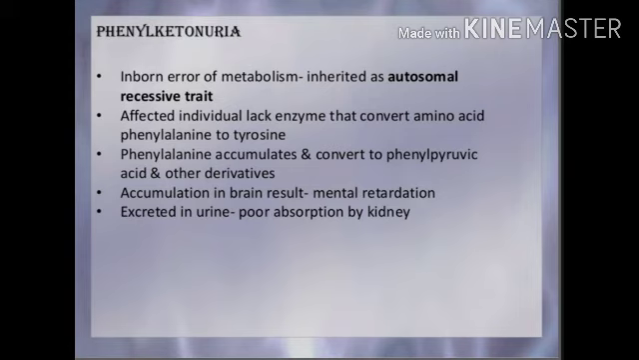Then phenylketonuria, that is an inborn error of metabolism, inherited as an autosomal recessive trait. The affected individual lacks the enzyme that converts the amino acid phenylalanine to tyrosine. Those persons suffering from phenylketonuria lack that enzyme. Phenylalanine accumulates and is converted to phenylpyruvic acid and other derivatives. Accumulation occurs in the brain and causes mental retardation. It is excreted in the urine because of poor absorption by the kidney.